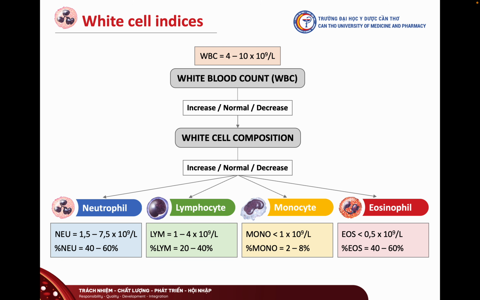So, to summarize, when analyzing the white cell line, it is important to ask, for the total and each type of the white cells, are they increased or decreased? And keep in mind, the cells we are talking about here are all mature cells. We are not yet considering abnormal or immature forms of the white cells.